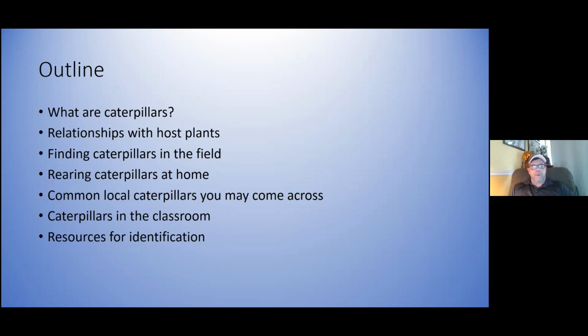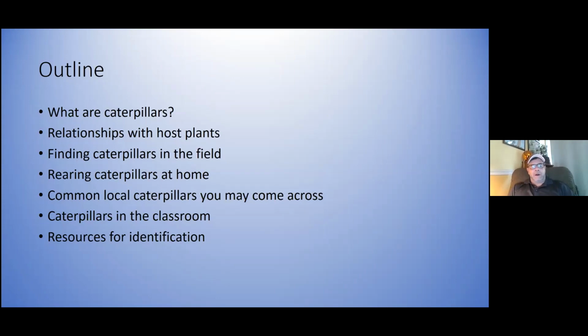Then I'll talk a little bit about strategies for finding caterpillars in the field. This is a task that anybody can do, especially kids, who are really good at it. And then I'll talk about rearing caterpillars at home. If you're interested in doing it, or if your kids or friends are, what's the best way to go about it? I have lots of experience to share.